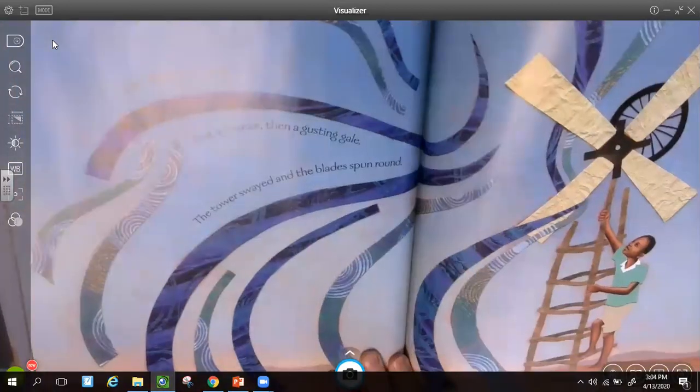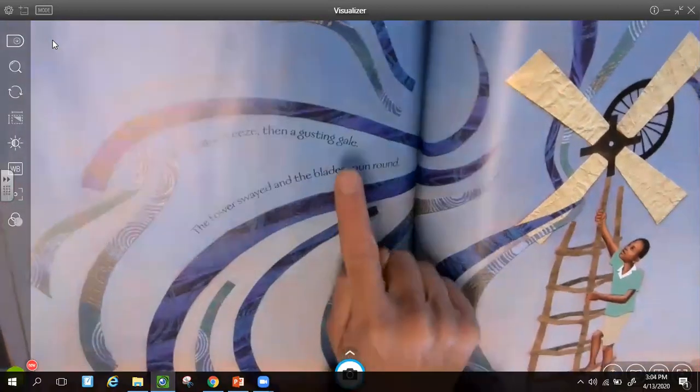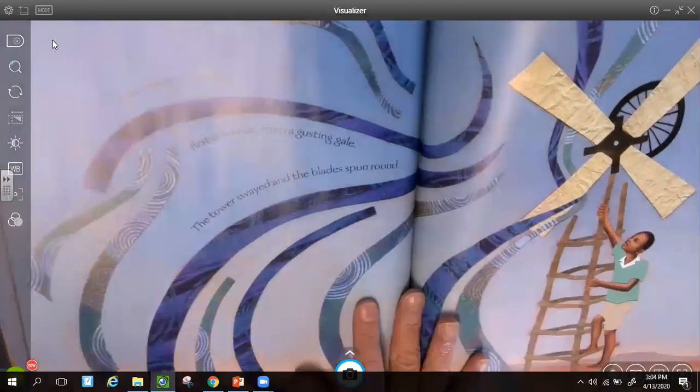And if you're not familiar with the word gale, I bet you could figure it out from the context. Gale is another name for wind, another word for wind.